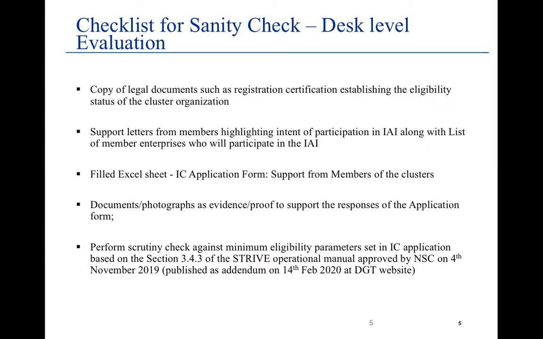So here's a broad checklist which an SAMC secretariat will use to perform a basic sanity check on the received application forms. For example, they have to check whether the legal document and the evidence to establish the eligibility of the industry cluster match the eligibility prescribed or not, whether the support letter submitted by the industry clusters matches the template and the numbers required by the STRIVE guidelines. And the very important thing is an Excel sheet.